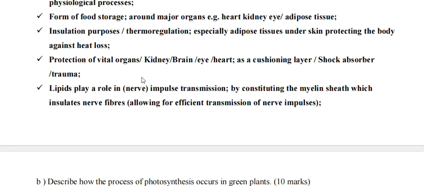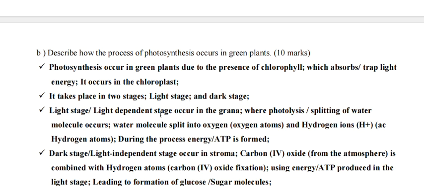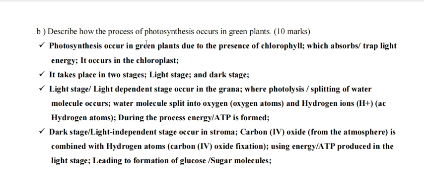Then they play a role in nerve impulse transmission by constituting the myelin sheath, which insulates nerve fibers, thus allowing for efficient transmission of nerve impulses. Then part B, describe how the process of photosynthesis occurs in green plants.